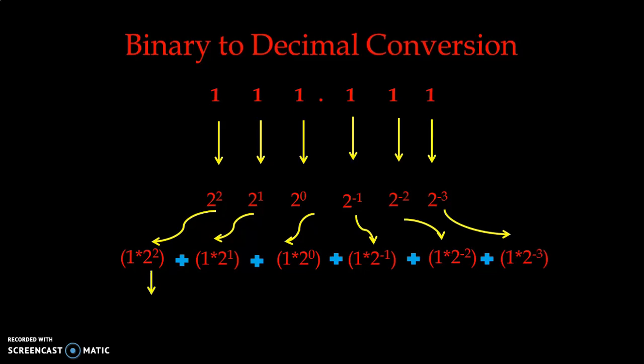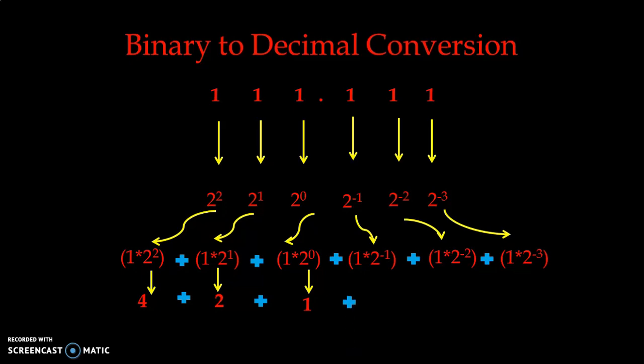Now next step is very simple. We have to simplify and we have to add. So 1 multiplied by 2 raised to 2, that is 2 multiplied by 2, that is 4. So answer will be 4. Same way 2 raised to 1, so that is 2 multiplied by 1, so answer will be 2. Plus 2 raised to 0, we know that when we have any value with power 0, it will come to 1. So 4 plus 2 plus 1, so that is 7. So integer value we have received, that is 7.